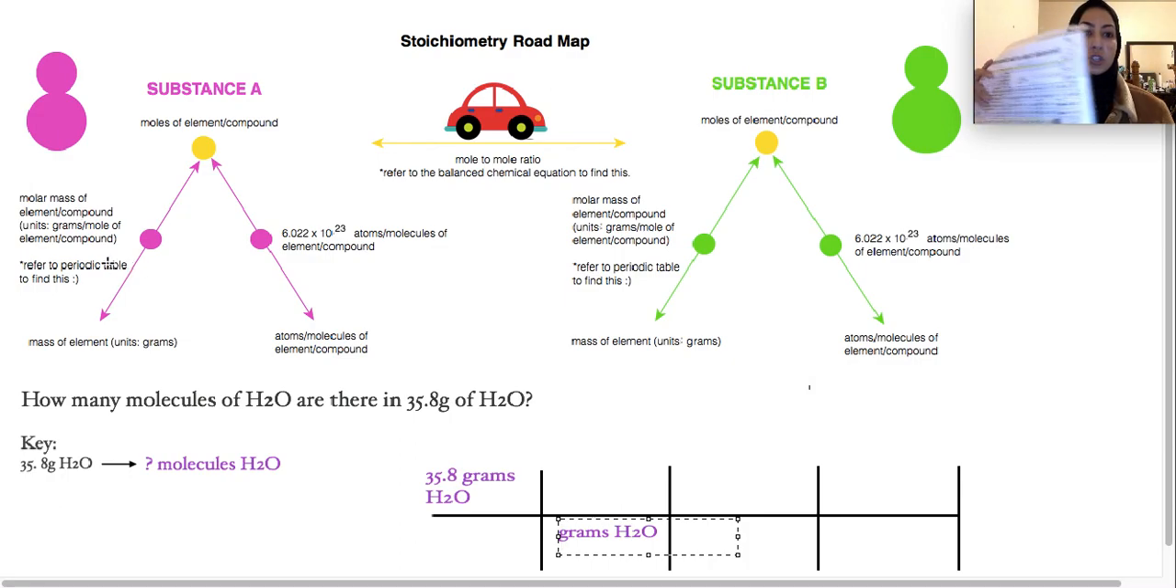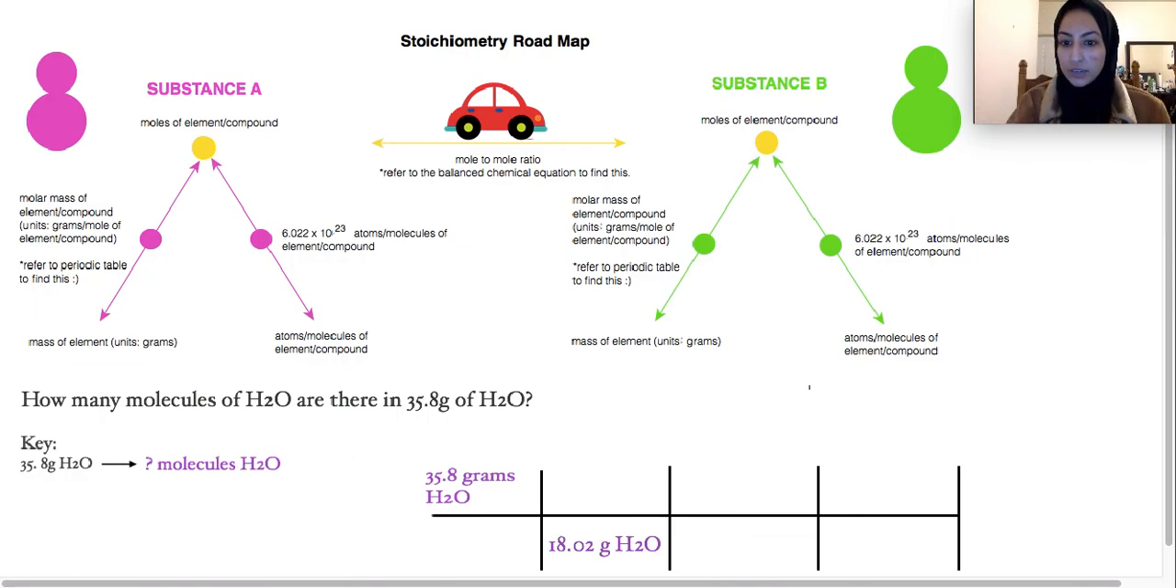So remember, I'm going to look at my periodic table. Hydrogen has an atomic mass of 1.008, and I have 2 of those. And oxygen has an atomic mass of 16.0. Once I find that, I'm going to go ahead and put the answer right here. Again, the units here will cancel out with the units here. We always work diagonally and we want the units to cancel out.